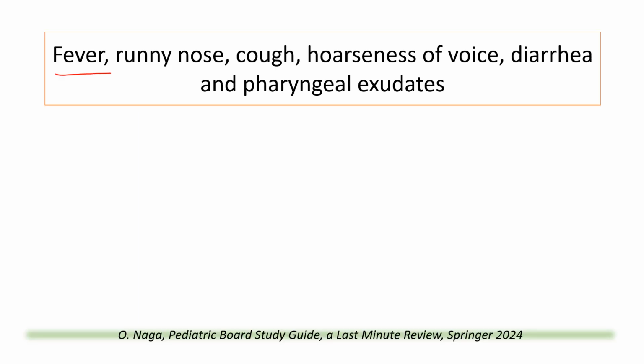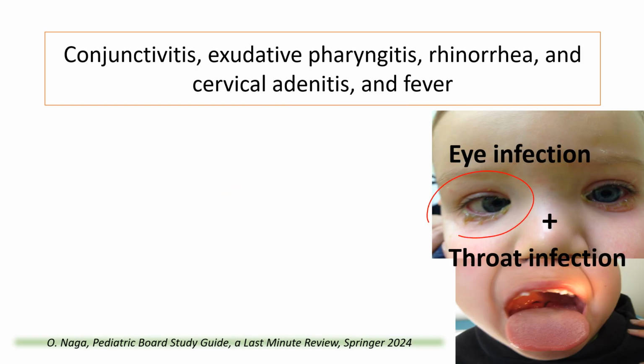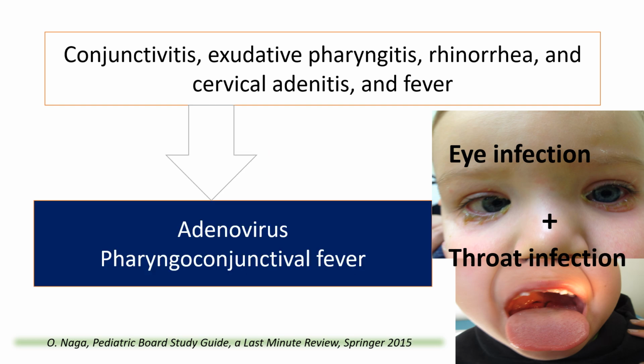If you have a child presenting with fever, runny nose, cough, hoarseness of voice, diarrhea, and pharyngeal exudate, what is the most likely cause? Viral pharyngitis. The treatment is supportive. If you have a child presenting with eye infection, conjunctivitis, and exudative pharyngitis, rhinorrhea, cervical adenitis, and fever, what is the most likely cause? Adenovirus infection, or well known as pharyngoconjunctival fever.